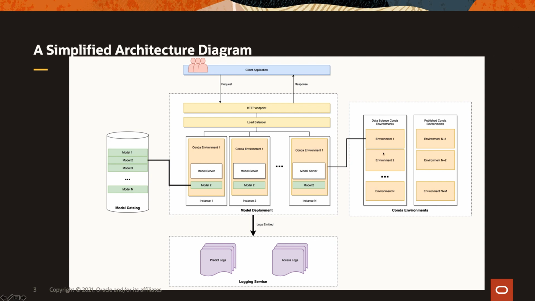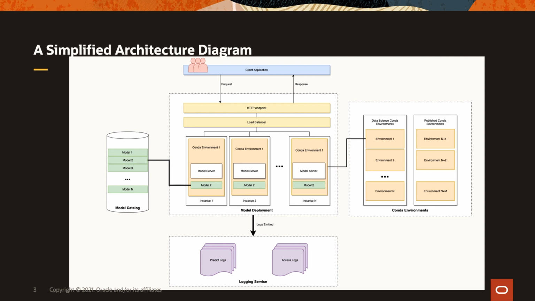You can use a data science Conda environment, so that's one of the pre-built environments that we provide in our service, or you can use a published Conda environment, which is a Conda that you've created from scratch and saved in an object storage bucket that you manage. On top of those servers, we also instantiate a load balancer that routes requests to the different VMs that are hosting the model server. The size of the load balancer bandwidth is also configurable when you create a model deployment.